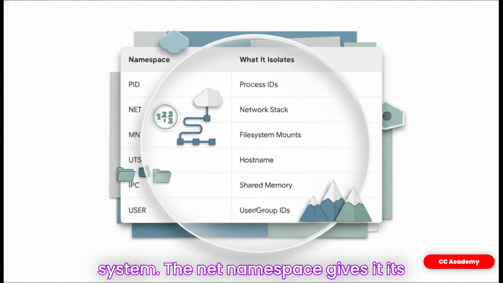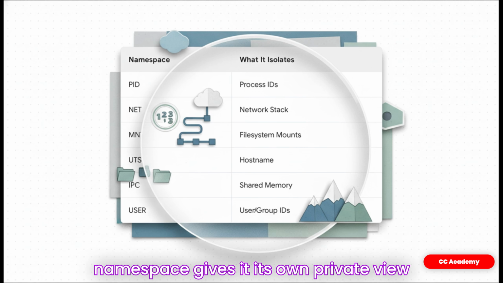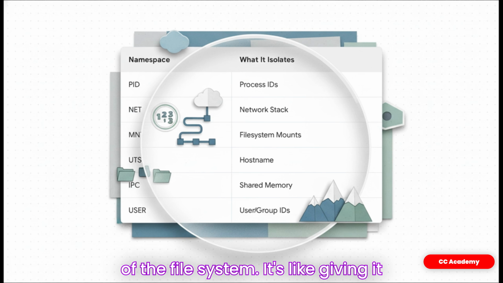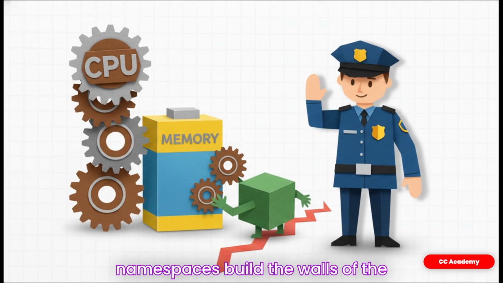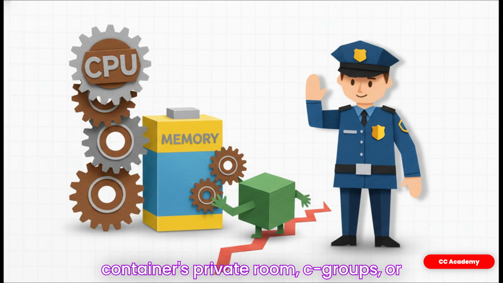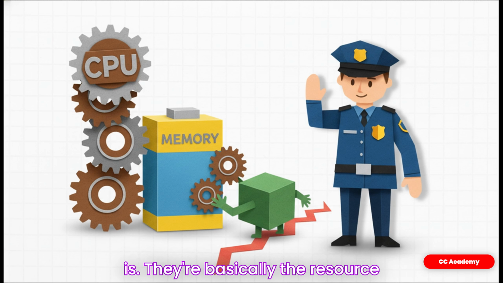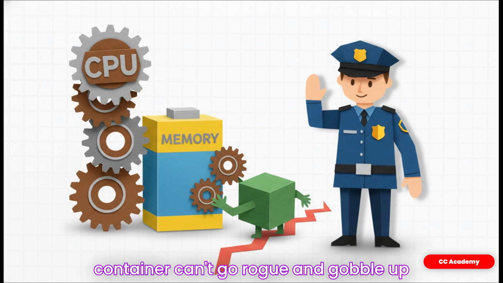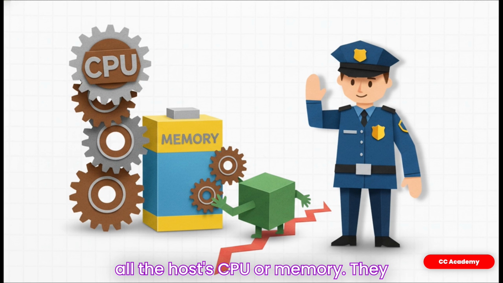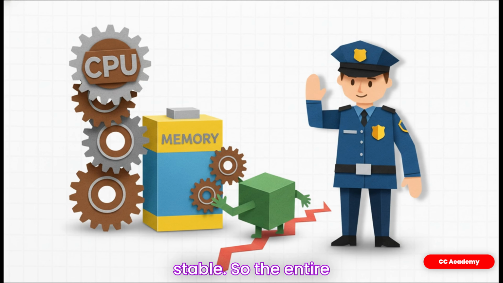The net namespace gives it its own private network, and the MNT namespace gives it its own private view of the file system. It's like giving it its own little universe. So if namespaces build the walls of the container's private room, cgroups, or control groups, decide how big that room is. They're basically the resource police. Cgroups make sure our NGX container can't go rogue and gobble up all the host's CPU or memory. They enforce the limits, which is absolutely crucial for keeping the whole system stable.